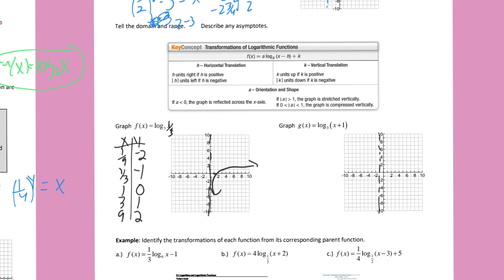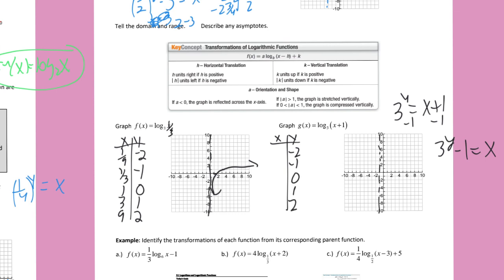And I think, what I want to show you is, yes, you can switch forms. You can go 3 to the y is equal to x plus 1. Make sure you minus 1 from both sides. You get 3 to the y minus 1 equals x. And so you can pick some y values. And you can say, okay, let's do this, by taking 3 to the power and then subtracting 1.